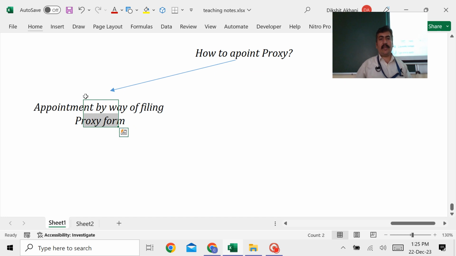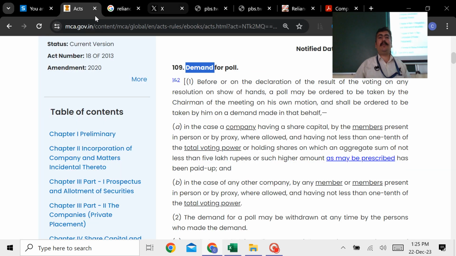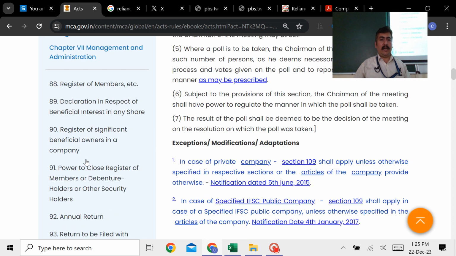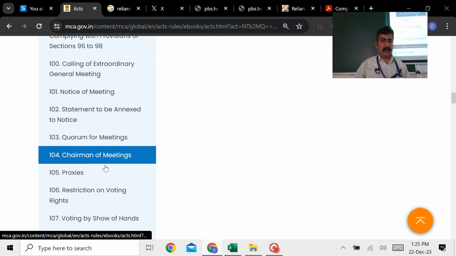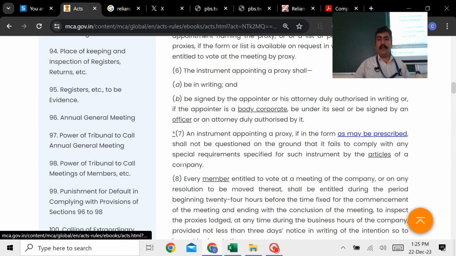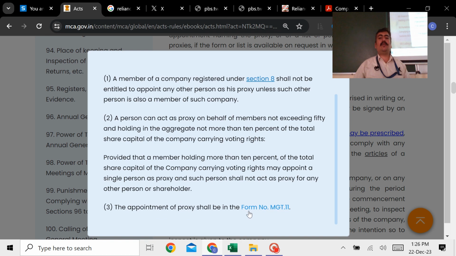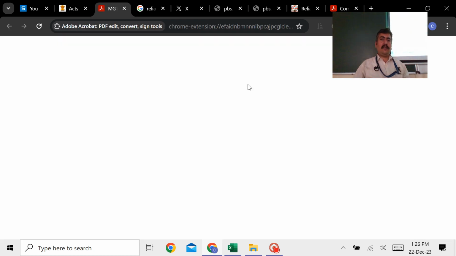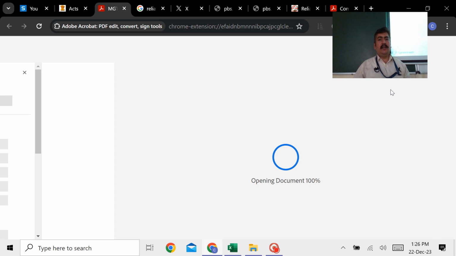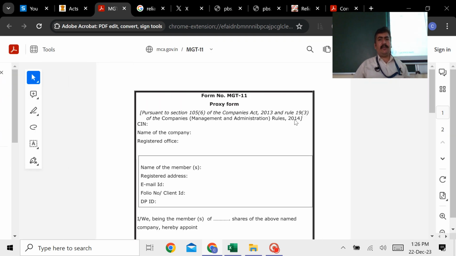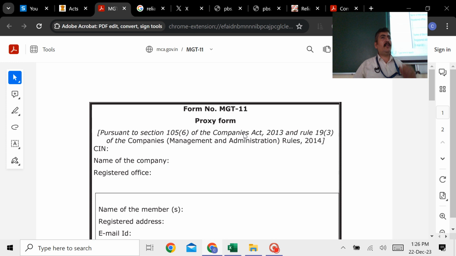In fact, if you check the ROC, we have the specified format. I think it is MGT 11, as far as I remember. Instrument appointing a proxy, in the forms. If you click on this, yes, this is form number MGT 11. Why the word MGT? Because the chapter's name is management and administration. This is the ROC format, and most of the companies are using this format to appoint the proxy.